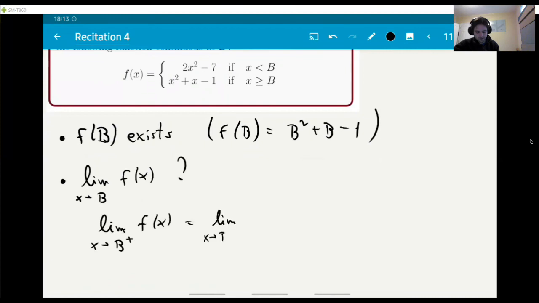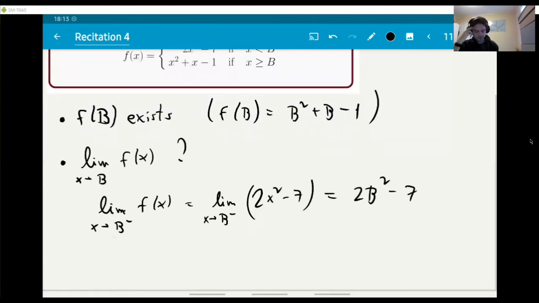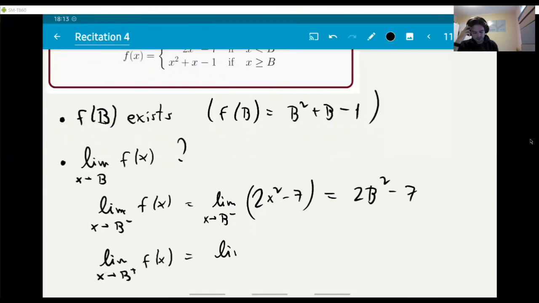What is it if you're coming from the right? 2x squared minus 7. No, sorry, this is from the left. If x is less than b, you have 2x squared minus 7 for the expression. Plugging in b here will give you 2b squared minus 7. What happens if you're coming from the right? Then you have to use the other expression, x squared plus x minus 1. So b squared plus b minus 1.